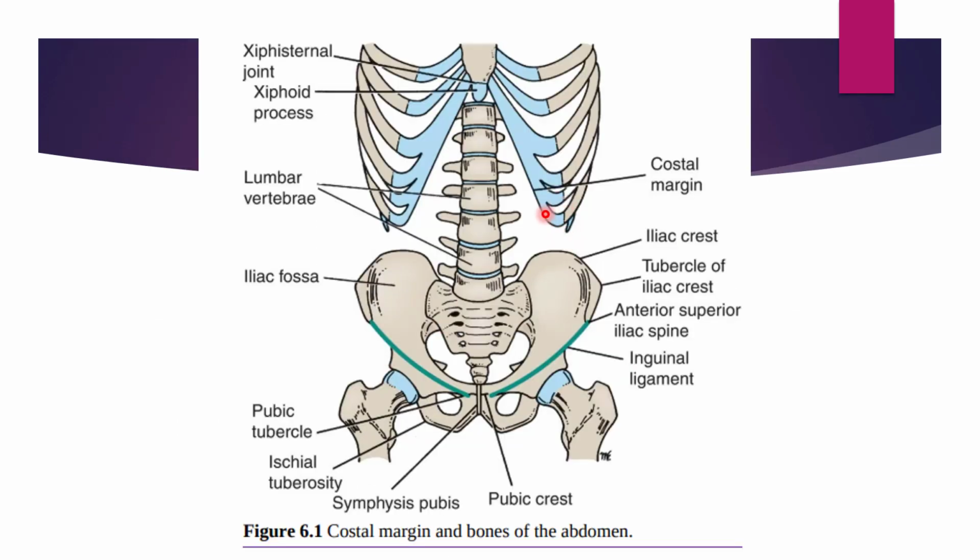See here, this is the costal margin. These are 12 pairs of ribs on each side. But this costal margin is overlapping a part of the abdomen, which is up to the diaphragm above.